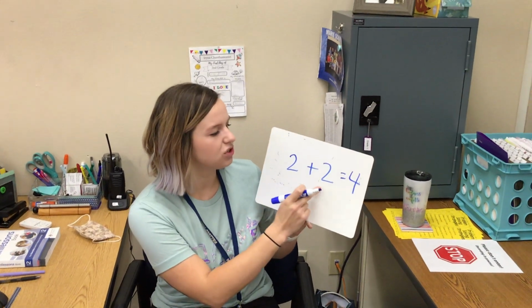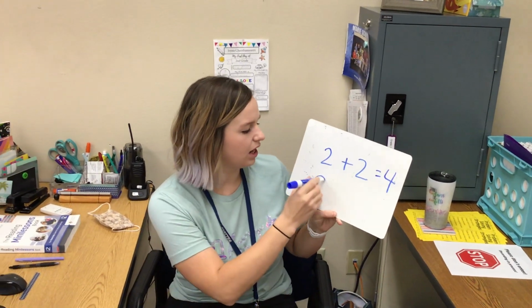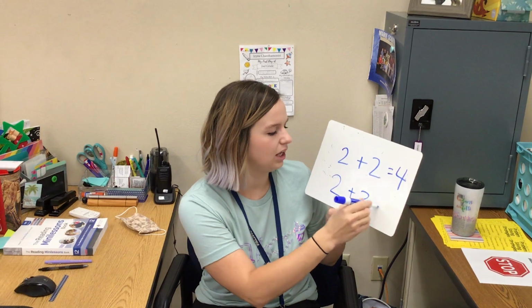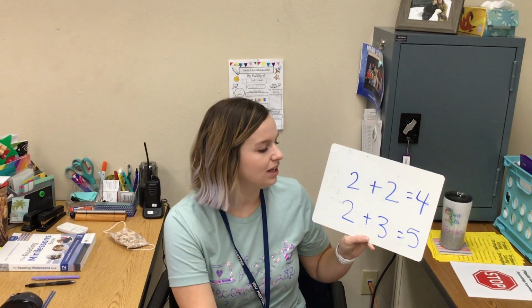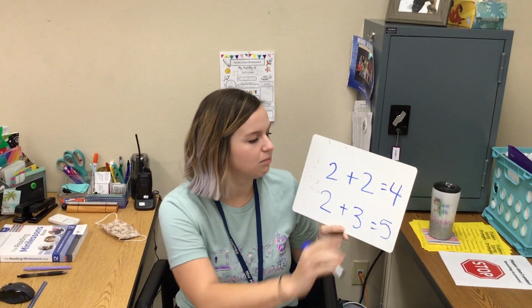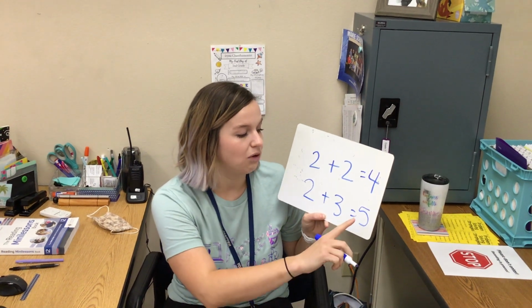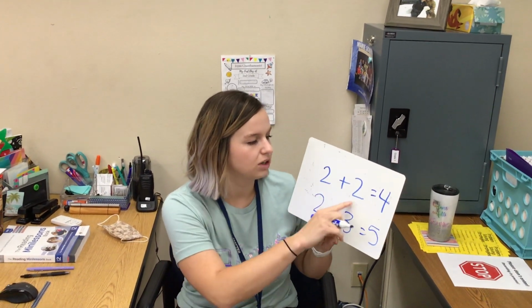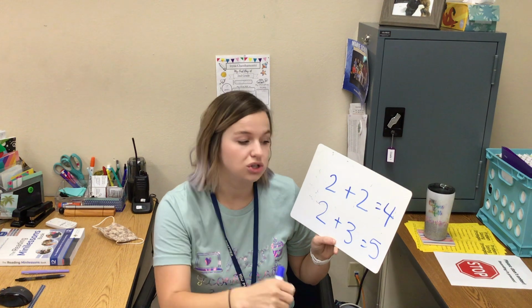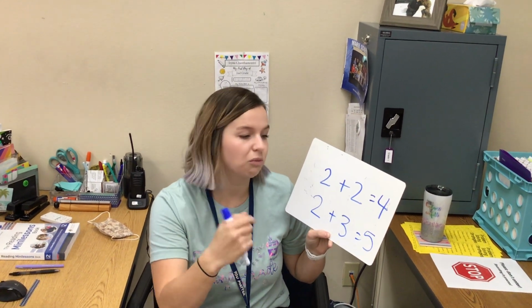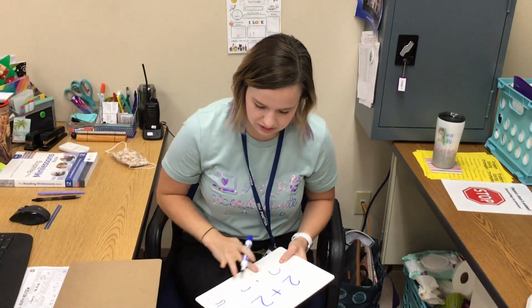If I know 2 plus 2 equals 4, then I know 2 plus 3 equals 5, because 3 is just one more. So I just have to add one more to 4. 2 plus 2 is just 4. 2 plus 3, one more, would be 5. One more. You can erase your boards.